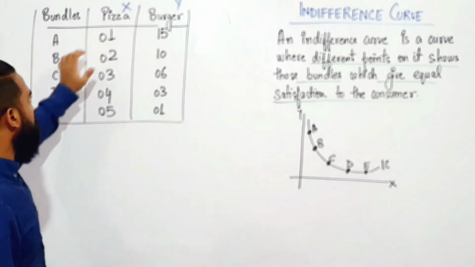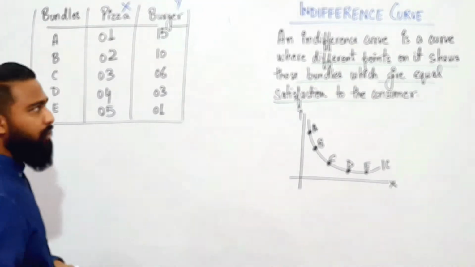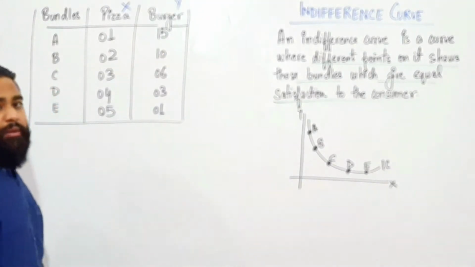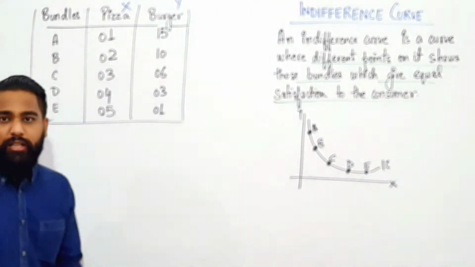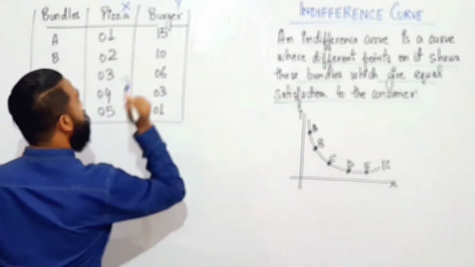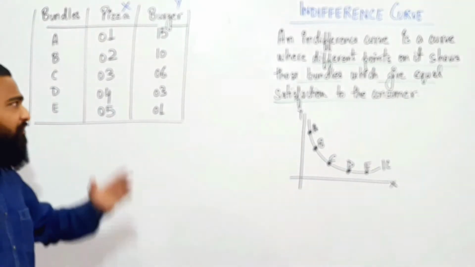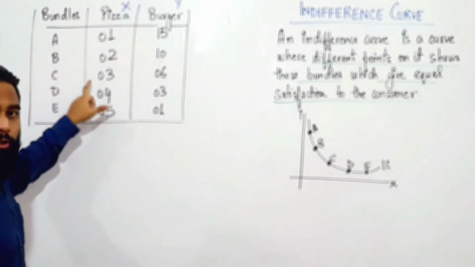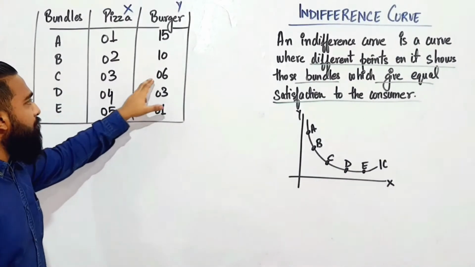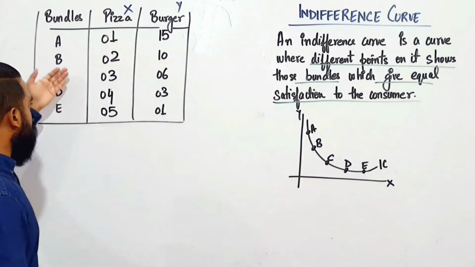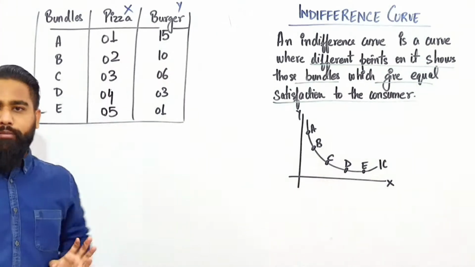In the first bundle, if I am consuming 1 pizza, then I am consuming 15 burgers. In the second bundle, if I need to increase the consumption of pizza, I need to sacrifice a few burgers, so I will consume 10 burgers only and I can increase 1 unit of pizza. In the third one, I need to increase one more unit of pizza, so I need to sacrifice more burgers. So now I am consuming six burgers and 3 pizzas, and so on. For 4 pizzas I need 3 burgers. For 5 pizzas I need 1 burger.